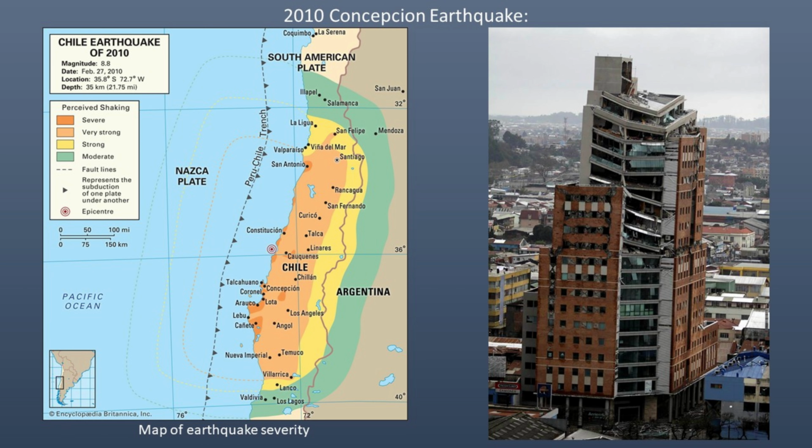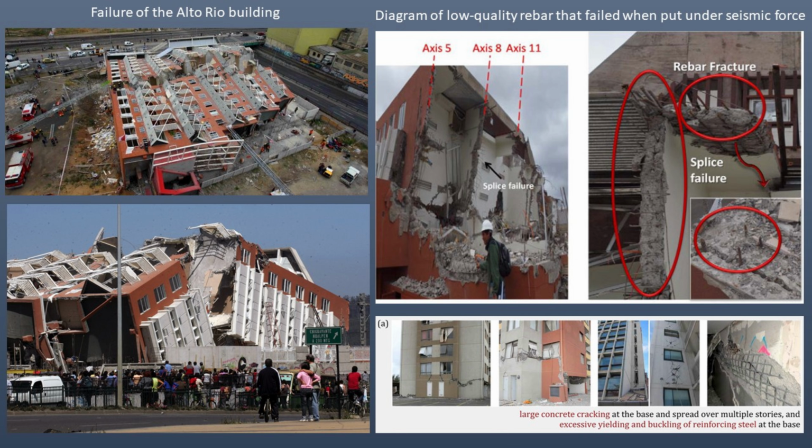However, this earthquake also highlighted key points in the failure of some high-rise buildings, such as the Alto Rio building. Although built to the correct standards, it was constructed with particularly low-quality rebar steel, highlighting that, alongside building codes, buildings also have to be constructed to a higher level of quality.